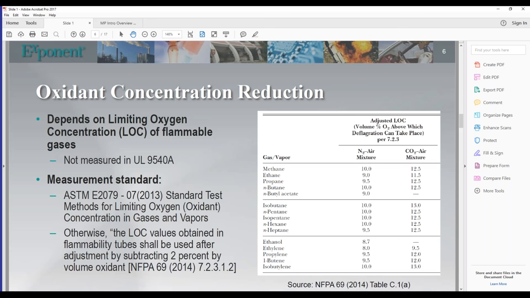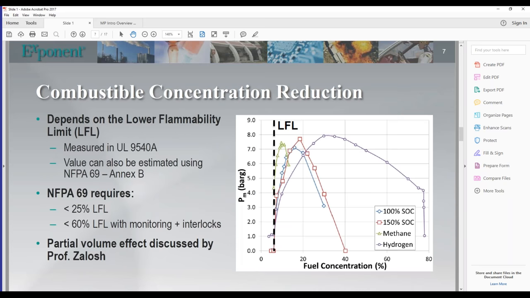So basically you start with an atmosphere of 21% oxygen, and then as you add either nitrogen or CO2, you would want to be below the value on that table. So for methane, 10% for nitrogen. CO2 is more effective at quenching the flame, so you can be up to 12.5%. Next.